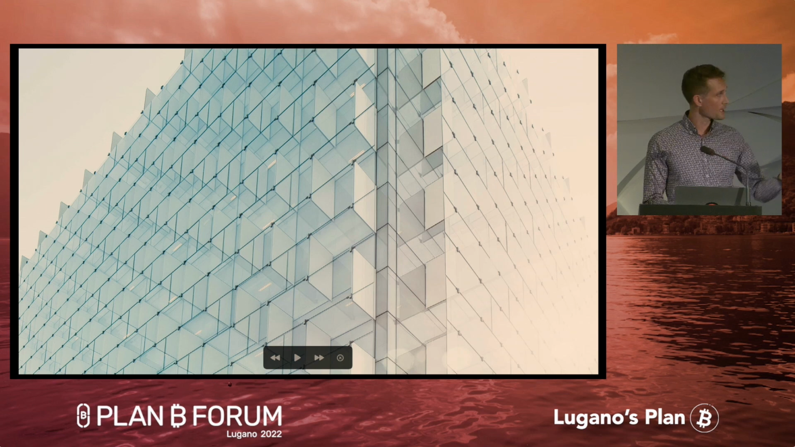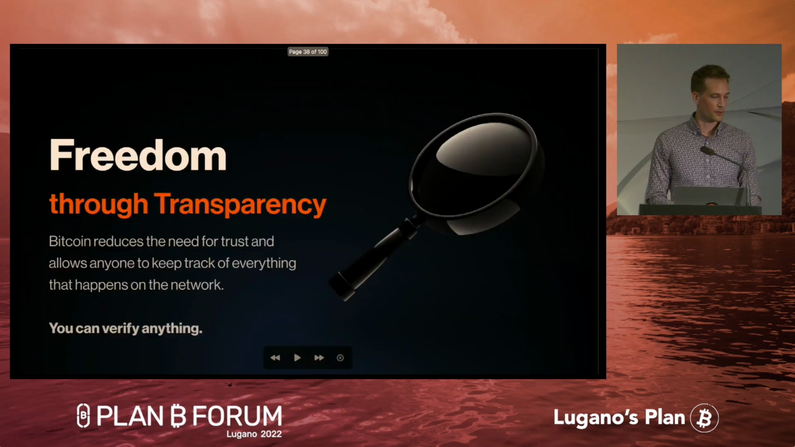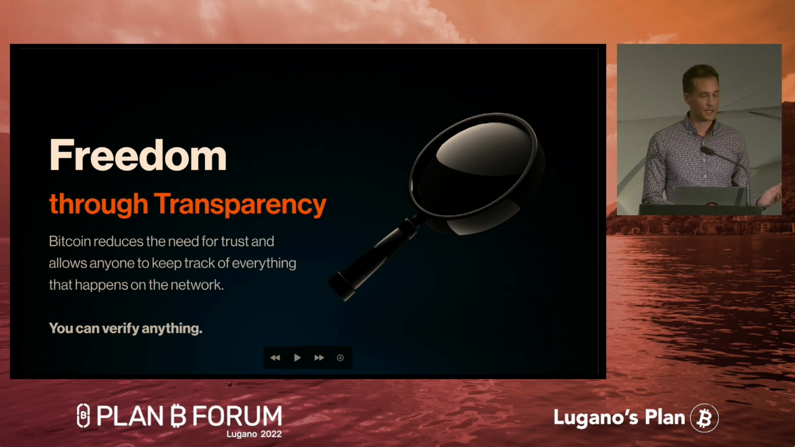And like this glass building over here, Bitcoin is very transparent. So what does that mean? You can look up and verify pretty much everything that happens on this network. And because that is the case, it reduces the needed trust for middlemen. Instead, you just have to trust the numbers, and to an extent, you have to trust the software and developers as well.